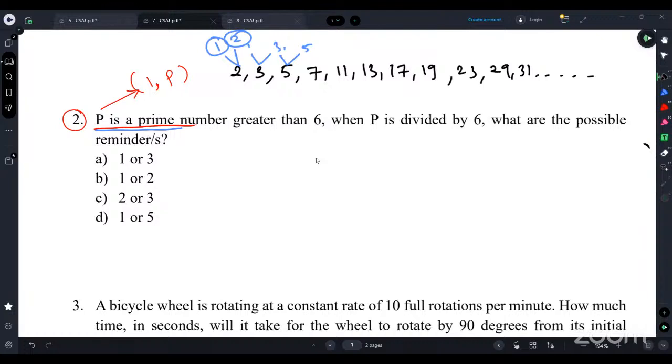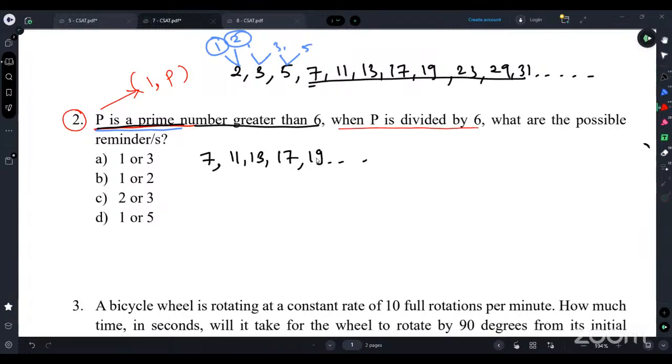Now let's see, guys, what this question is saying. P is a prime number greater than 6. So what are the prime numbers which are greater than 6? I can see that all these numbers starting from 7, 11, 13, 17, all these numbers are prime numbers. Then when P is divided by 6, let's divide it by 6. So when I divide 7 by 6, when I divide 11 by 6, when I divide 13 by 6, when I divide 17 by 6, what are the possible remainders?